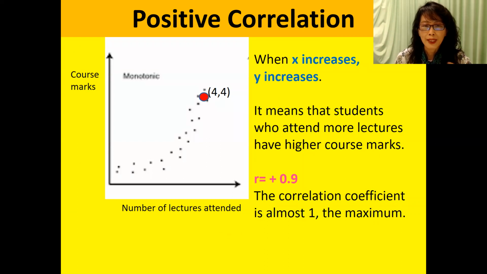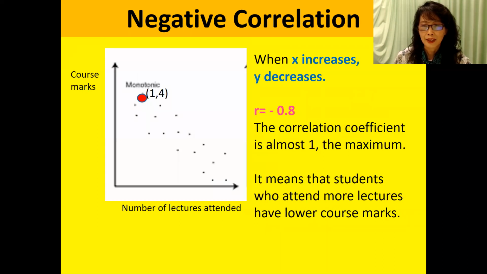This is what a graph looks like if you plot it. With an increase in the number of lectures attended, there is also the increase in the course marks. When X increases, Y also increases. You can see that in the dots in the middle, it goes up like that. The gradient is positive. It means that students who attend more lectures have higher course marks.